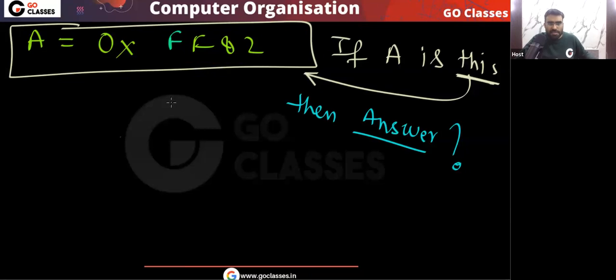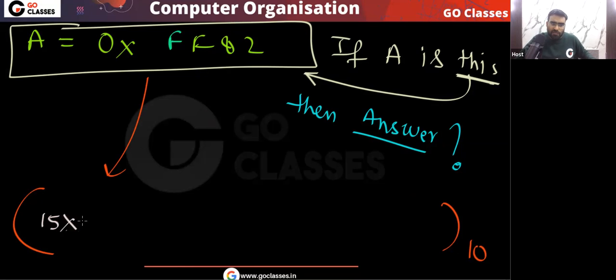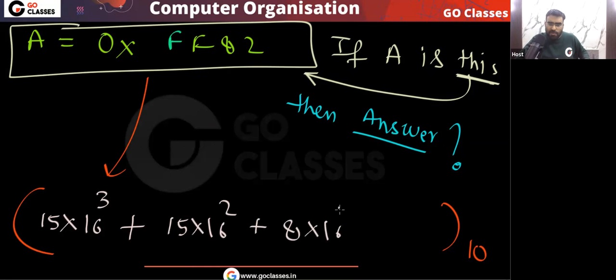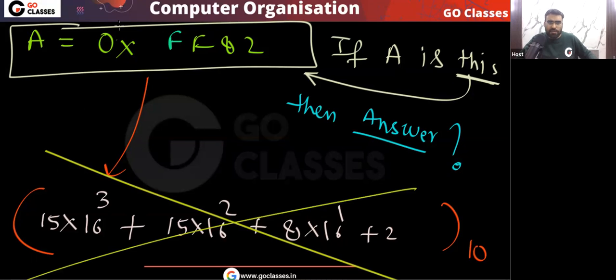Remember, this is a signed number. Now this will be negative. Now you cannot blindly convert. If you directly do 15 into 16 power 3 plus 15 into 16 power 2 plus 8 into 16 power 1 plus 2, this will be a huge mistake. Agree with me?